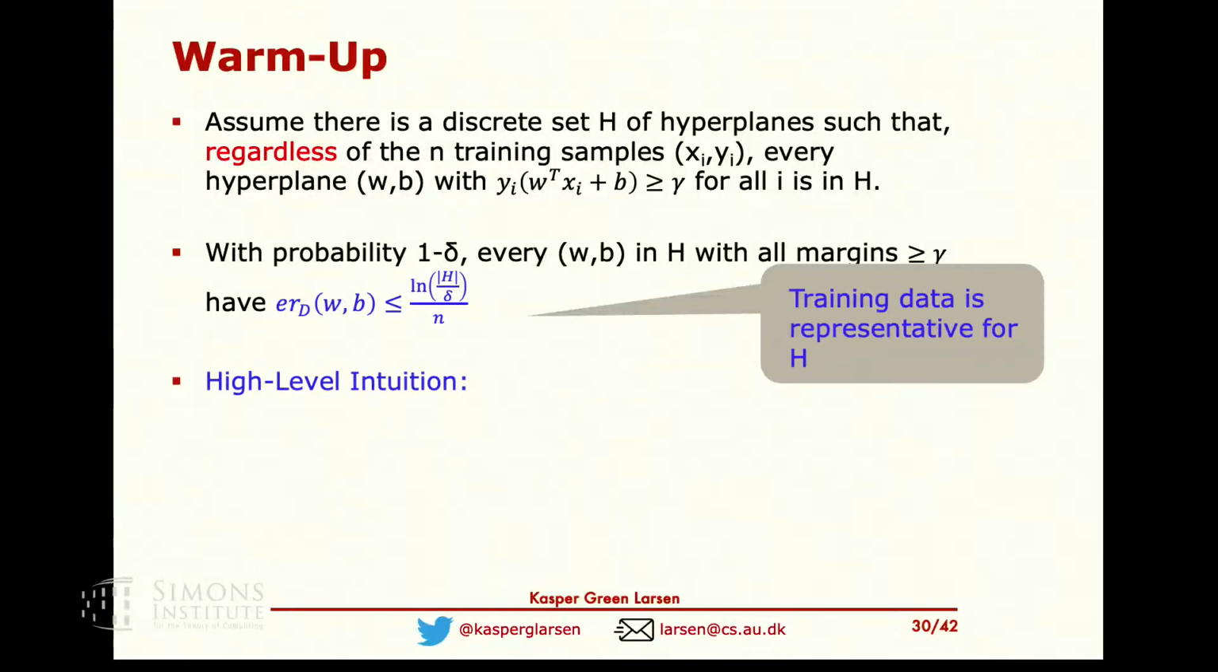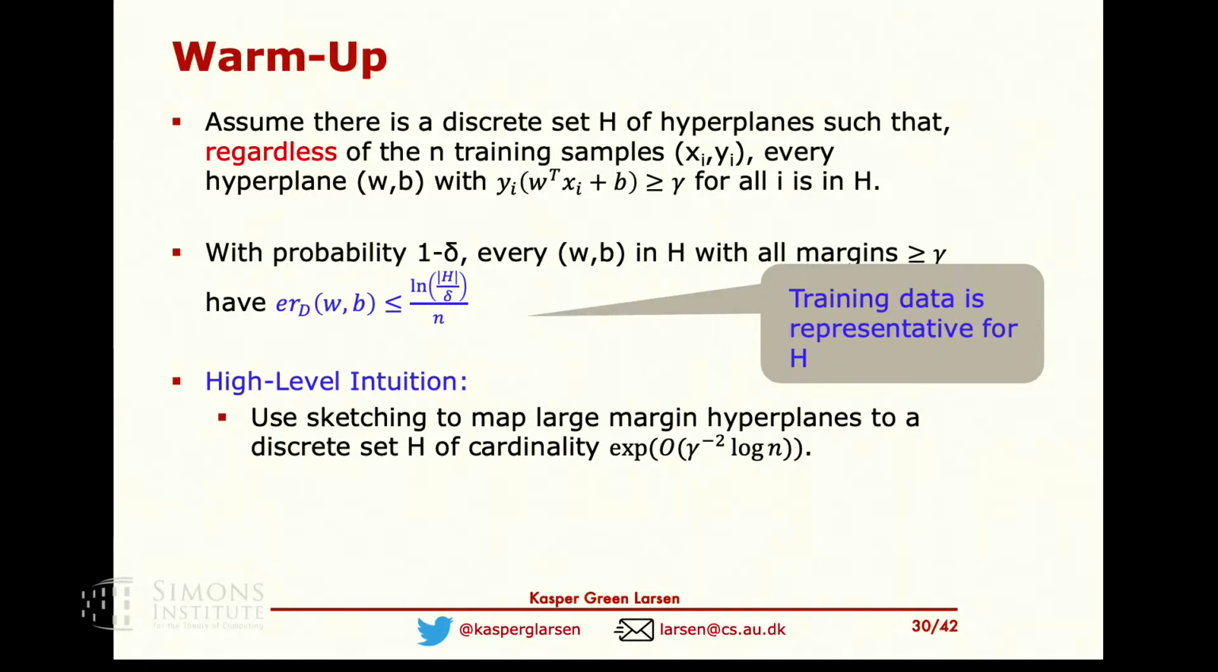So what we'll try to do now to try and generalize this, because we don't just have a discrete set of hyperplanes, right? We have an infinite number of them. The main idea is in some sense to use sketching to map all the large margin hyperplanes to a small discrete set of hyperplanes that's not too large. This kind of makes sense, right? That's what we do in sketching, right? We take some large object or a large collection of them and map them to fewer ones. So that's what we'll try to do.